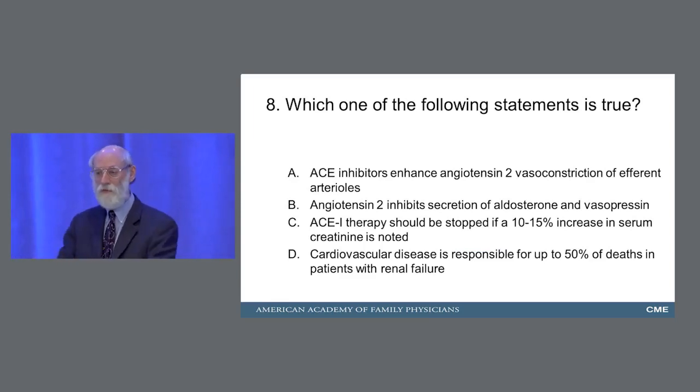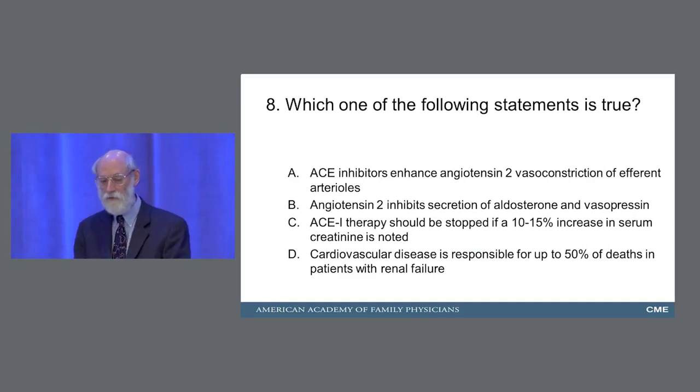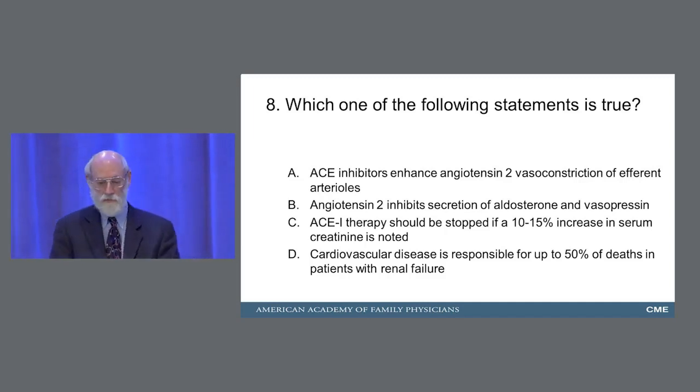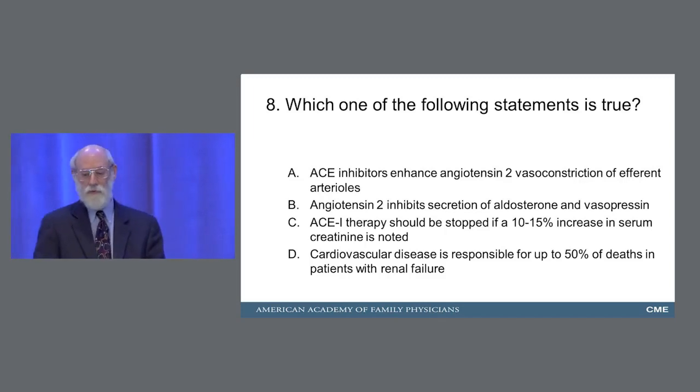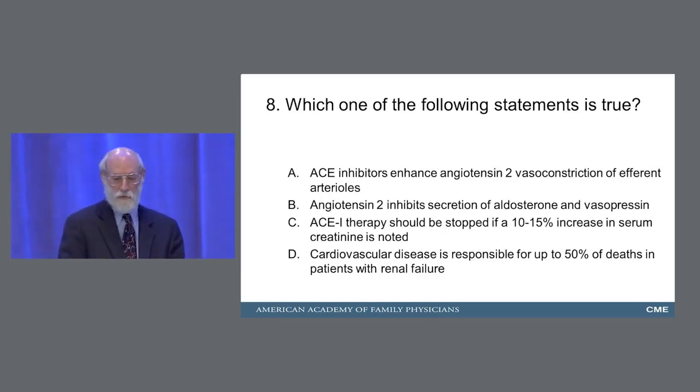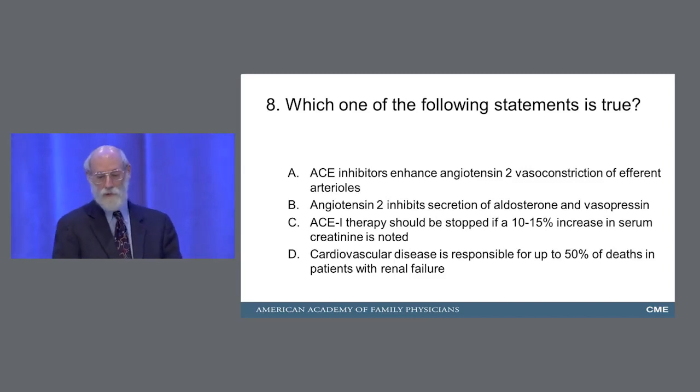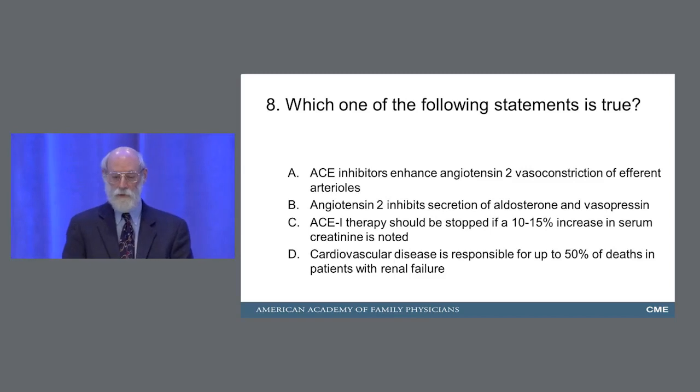So which one of the following statements is true? ACE inhibitors enhance angiotensin II vasoconstriction of efferent arterioles. Angiotensin II inhibits the secretion of aldosterone and vasopressin. ACE therapy should be stopped if a 10 to 15% increase in creatinine is noted, or cardiovascular disease is responsible for up to 50% of deaths in renal failure patients.